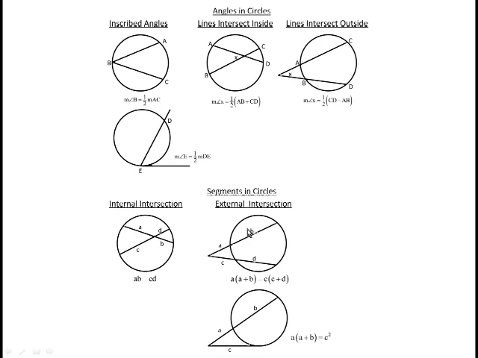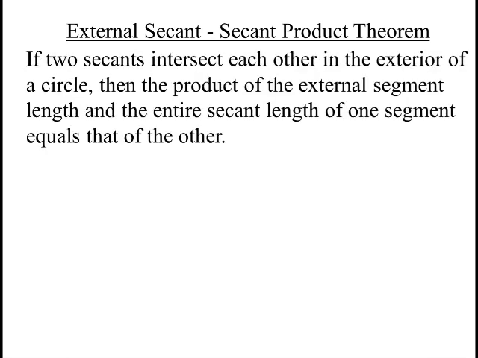the segments on the outside of the circle. If the point of intersection of two secants is outside the circle, how these segments relate to each other. And this one below is very similar to this one. So this is called the external secant to secant product theorem.